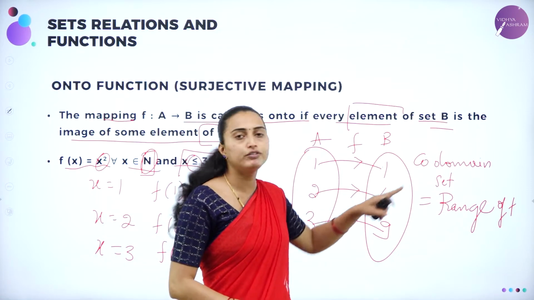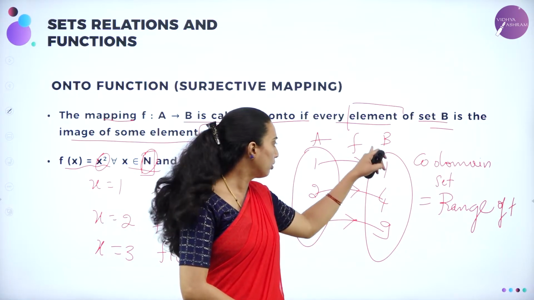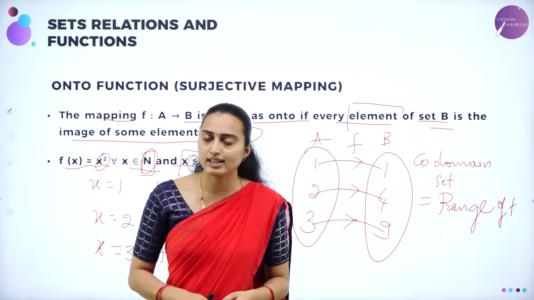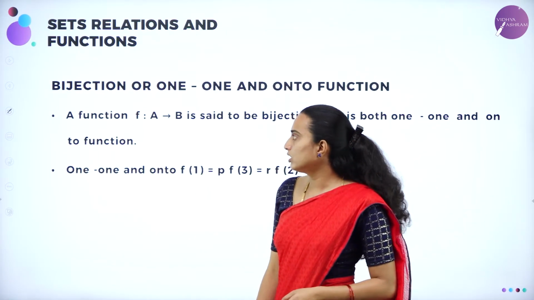This is the definition of the onto function. Whenever the codomain is equal to the range, it is known as the onto function. That's it, dears. Yes, we'll move on to the next one.